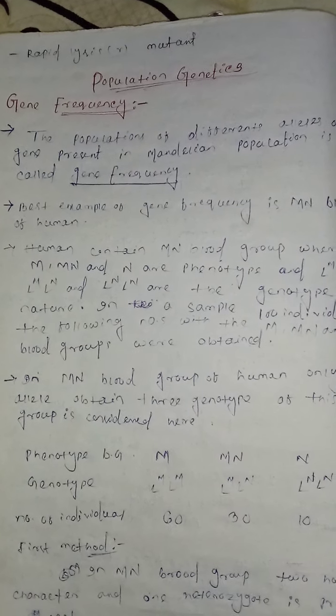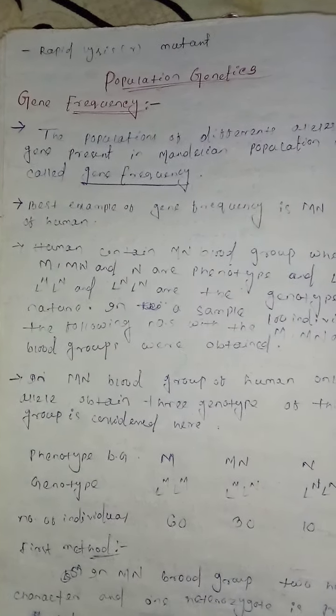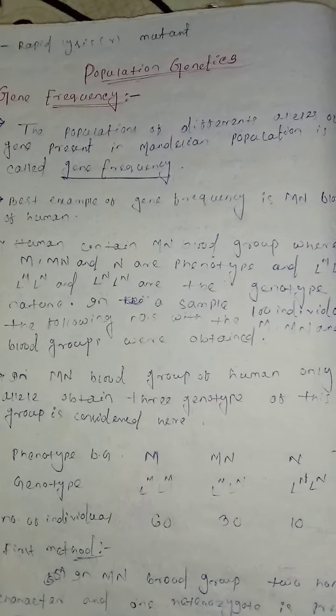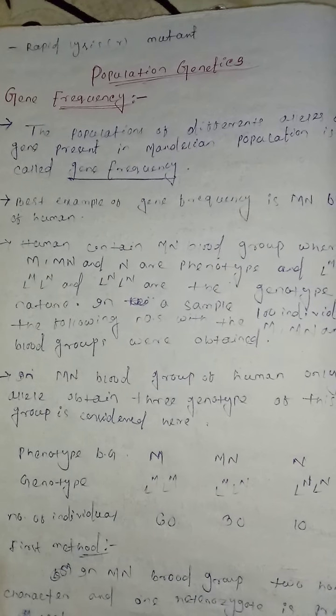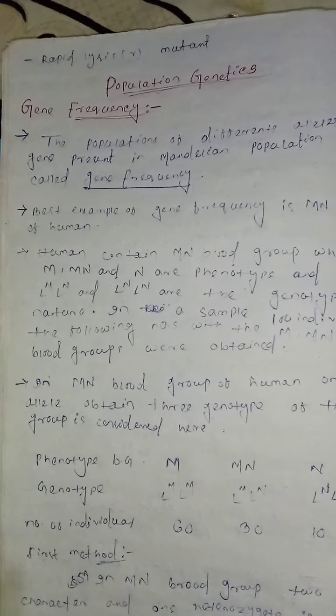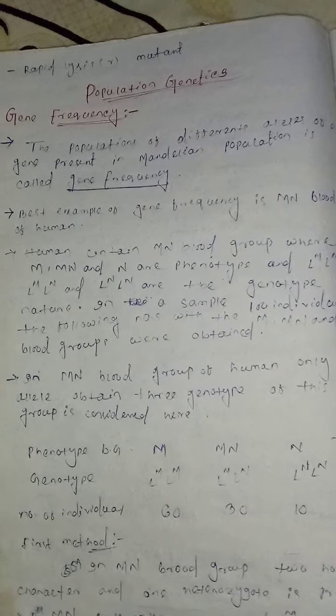I am going to say something about gene frequency. So what is gene frequency and why do we study gene frequency? The definition of gene frequency is the population of different alleles of a gene present in a Mendelian population. That means the different types of alleles present in the Mendelian population are known as gene frequency.